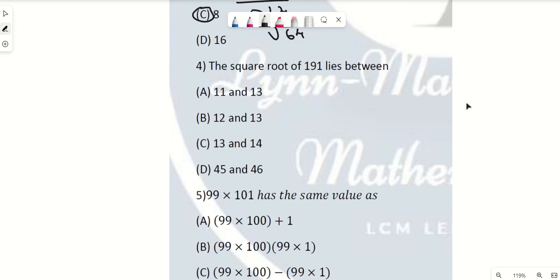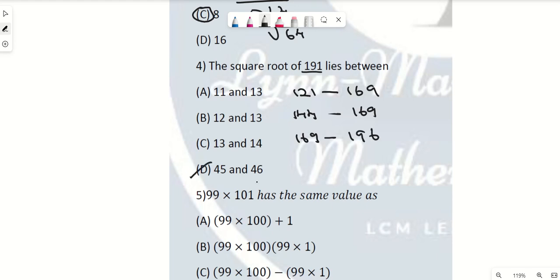This question says, the square root of 191 lies between, and they give you the square roots of the numbers, right? So 11 11s are 121, and 13 13s are 169, right? 12 12s are 144, 13 13s again 169. So we're looking for a number that 191 lies between. 13 13s are 169, and I believe 14 14s are 196, right?